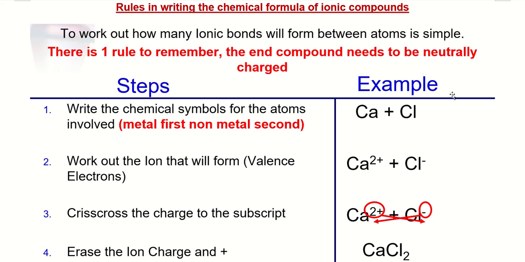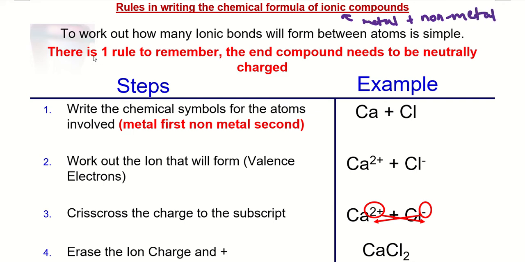Now, firstly, ionic compounds are made up of a combination of a metal and a non-metal, so you need both to form an ionic compound. So that's what I mean, ionic compounds, it's a metal plus a non-metal. Okay, that's our starting point here.